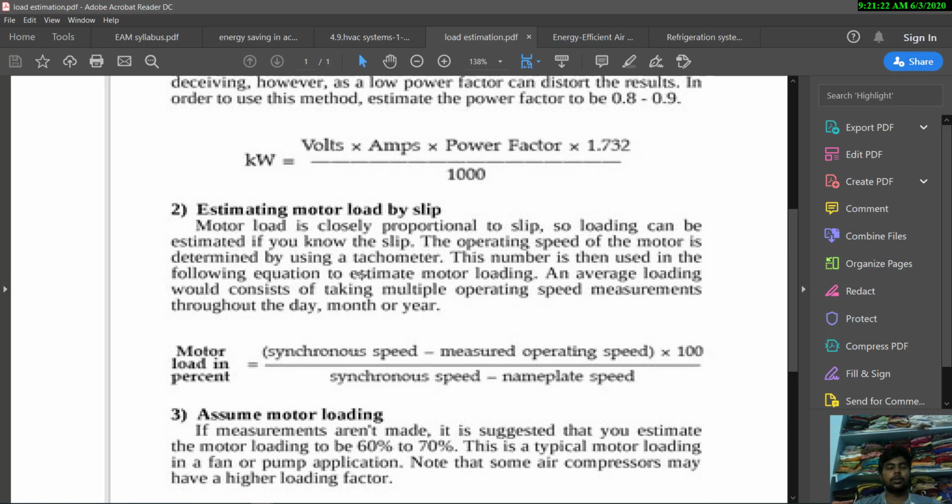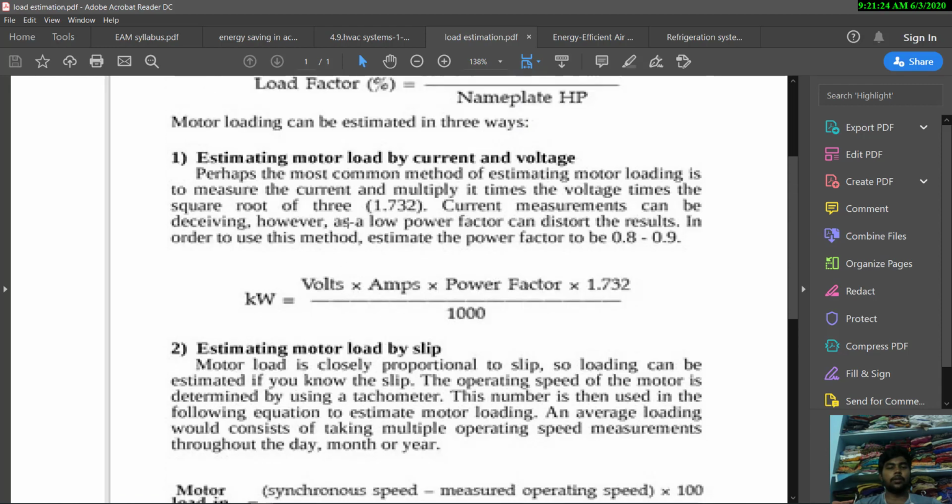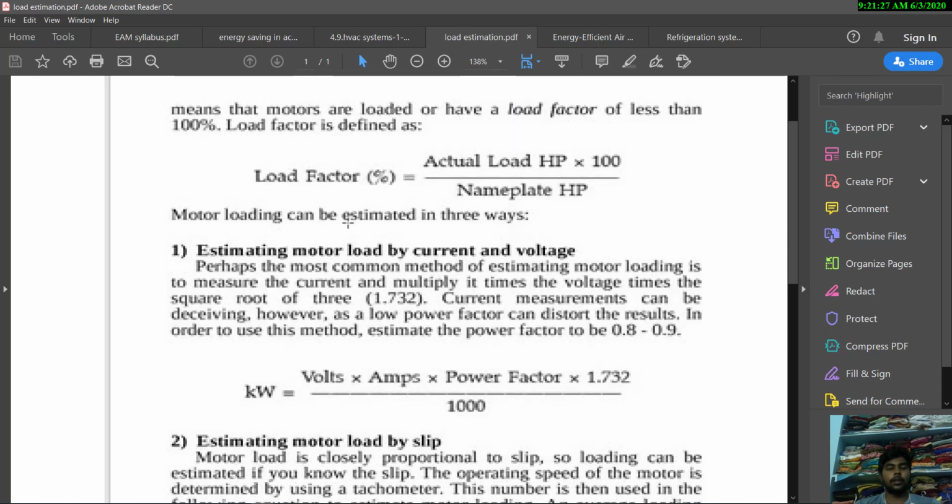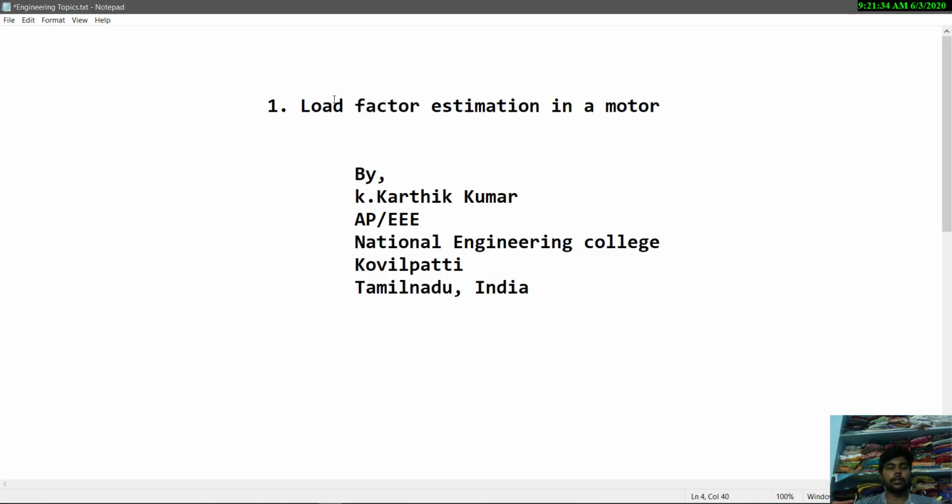So this is about load factor for different equipment. This is similar for all kinds of equipment; here we have considered a motor. In motors also we have different types, that is, AC motor and DC motor. The load factor will vary based on the nameplate rating, rated speed and other factors like voltage and current. Based on these factors, we can calculate the load factor for each and every equipment.